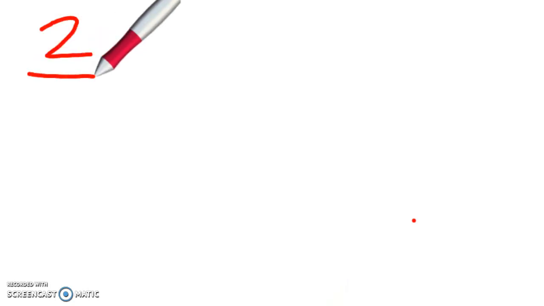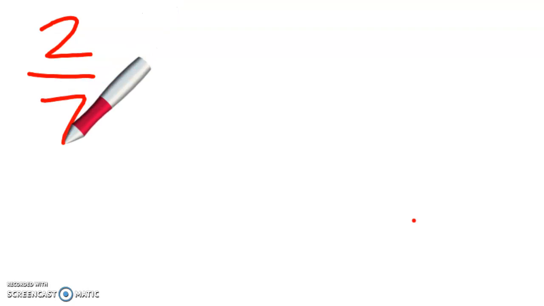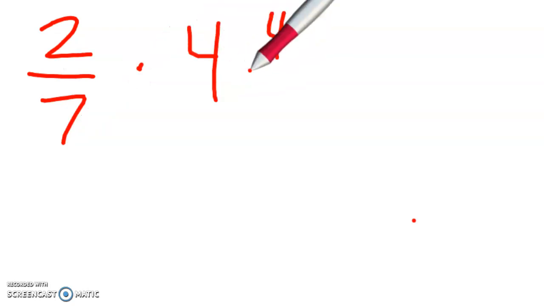Okay, so for this fraction, we don't really have the fraction pieces to demonstrate. I'm going to do one more like this, and then I'm going to ask you to do the rest of them on your own, because it should be pretty simple to do the next two. So you have 2/7 times 4 and 4/9.